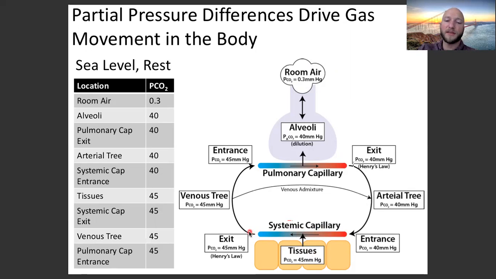And by the time it exits our systemic capillaries, it's up at 45 millimeters of mercury partial pressure, and it flows back to our pulmonary capillaries, where the CO2 leaves the bloodstream and flows from high pressure to low pressure into our alveoli.